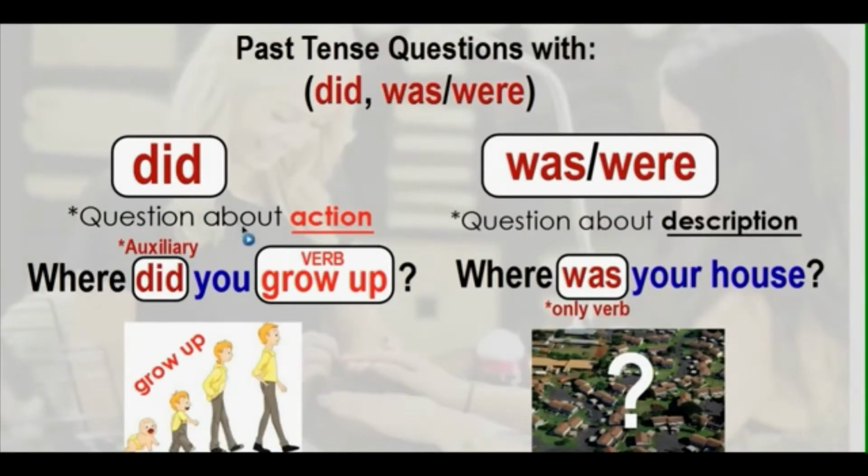Remember, did is for action, so we use did when we ask a question about the verb, about the action. Where did you grow up? And was and were are questions about description. It's the only verb in the question. For example, where was your house? Very good.